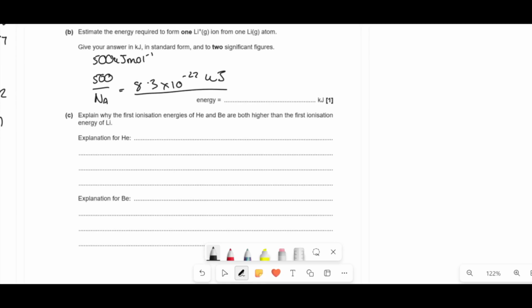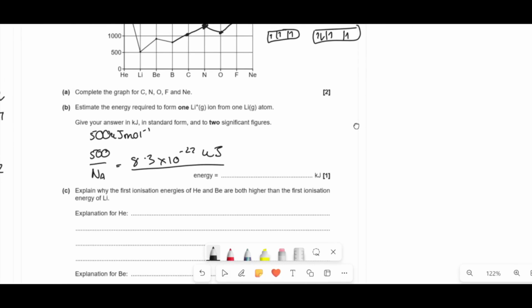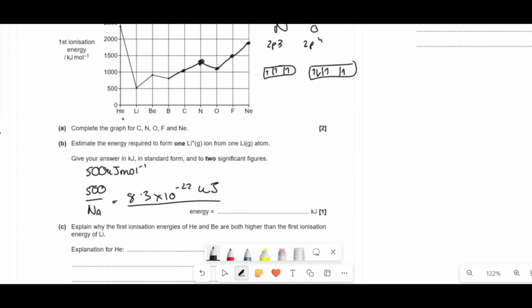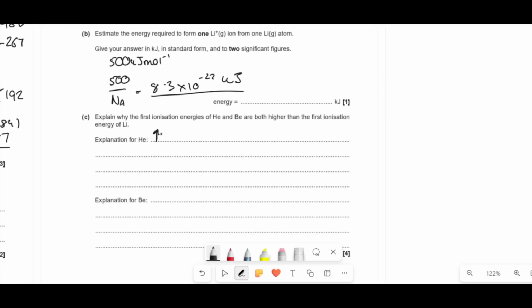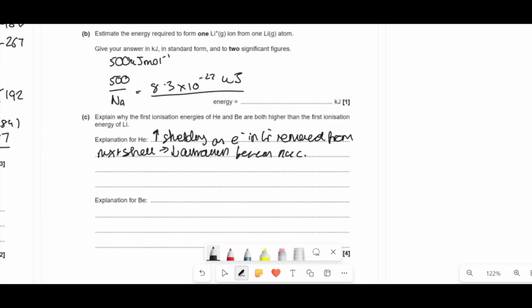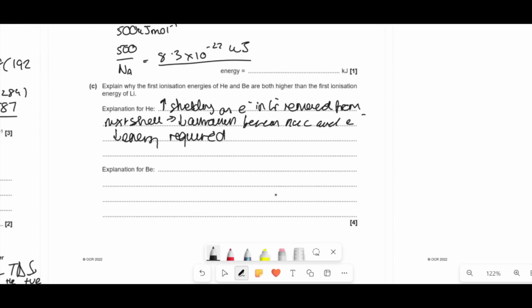Explain why the first ionization energies of He and Be are both higher than the first ionization energy of lithium. So if we look at helium and lithium, think about what's going on. We are peeling this electron away from 1s2, and here we're peeling it away from 1s2 2s1. We've entered a new shell. So for lithium, there is increased shielding as the electron is removed from the next shell. So there's less attraction between the nucleus and that electron, so less energy required. So stop saying atomic radius and all that garbage. You need to describe what that means.